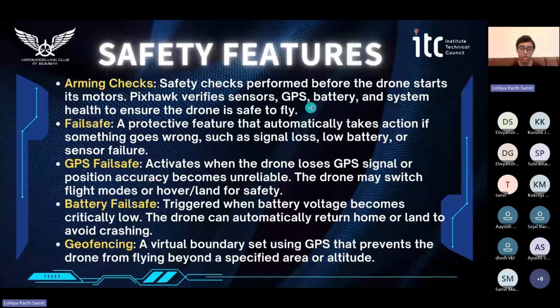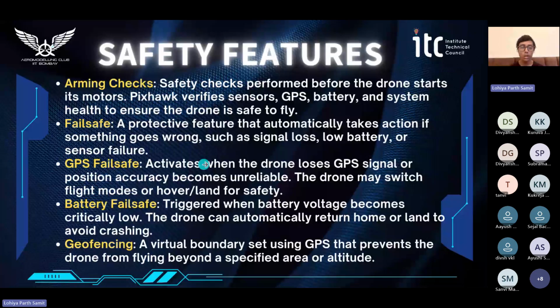And what is a failsafe? It is a protective feature that automatically takes action if something goes wrong, such as in case of signal loss, low battery, sensor failure, connection loss, etc. Moving on to GPS failsafe. It activates when the drone loses GPS signal or position accuracy. The drone may also switch flight modes or land for safety.